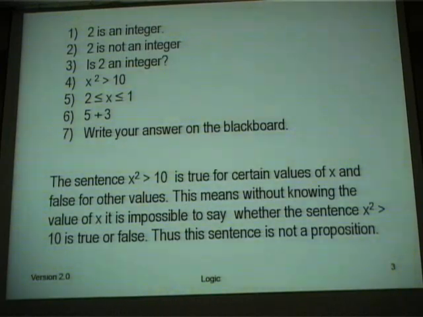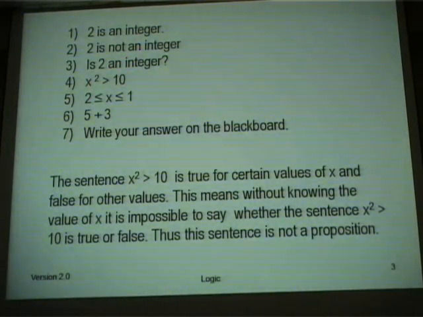How about the second one? 2 is not an integer. That is also a proposition. And is 2 an integer? It is not even a statement; it is a question. And also, there is no point of finding out whether it is true or false. It is pointless. So it is not a proposition.